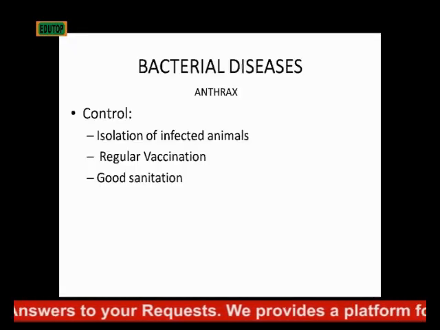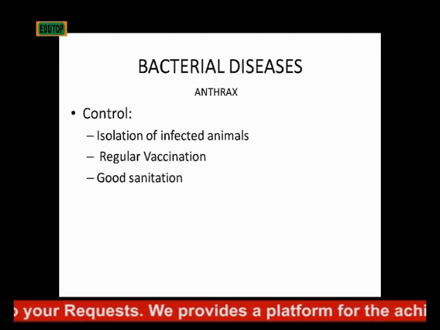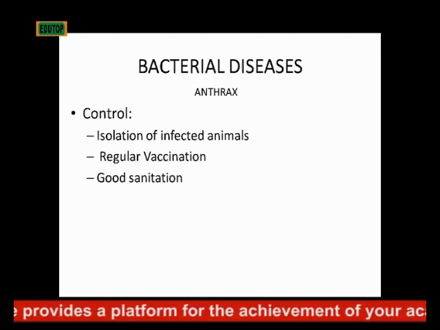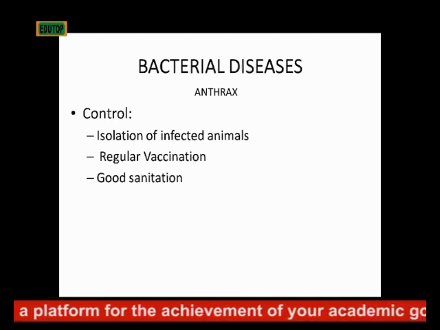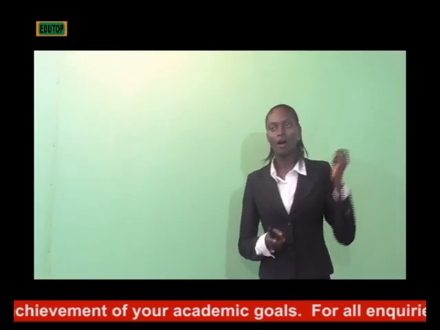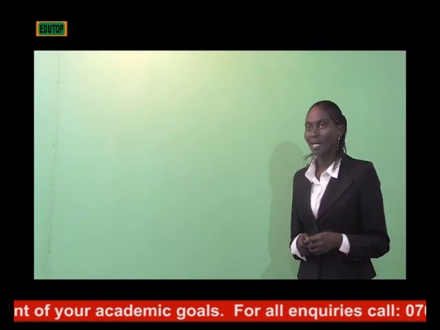How do you control anthrax? First, you isolate infected animals. Then another thing you should do as an animal farmer is regular vaccination. Then good sanitation will help in controlling anthrax.